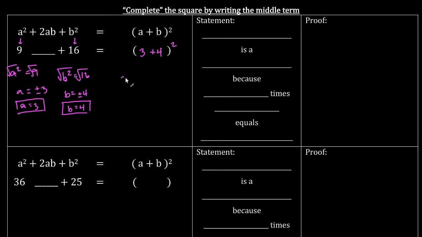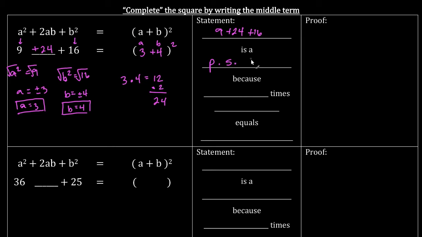So how do I get this middle one then? Remember that it's just 3 times 4, a times b. You get 12 and you have 2 of them. So I can just multiply by 2, or I can add it again and I get 24. So remember, this is our perfect square that we created, a perfect square trinomial. So 9 plus 24 plus 16 is a perfect square.